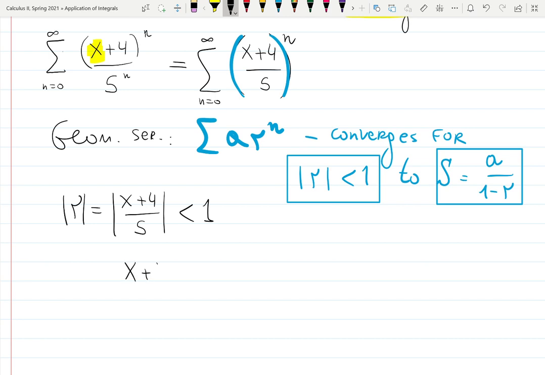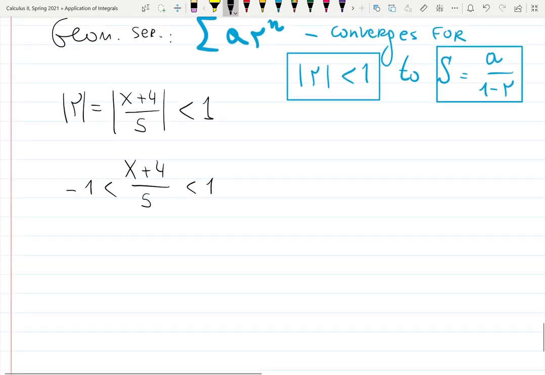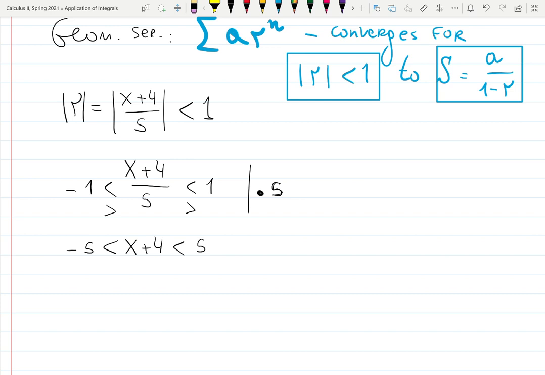So I need to solve the next inequality. (x plus 4) over 5 should be between minus 1 and 1. This is how you work with absolute values. Then let's multiply by 5. It's going to be x plus 4 is between minus 5 and 5. Remember, if you're multiplying by a negative number, you should change the signs of the inequalities. But if you're multiplying by a positive number, then you keep them.